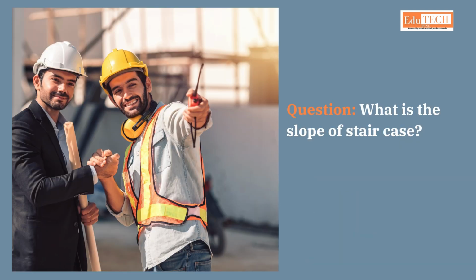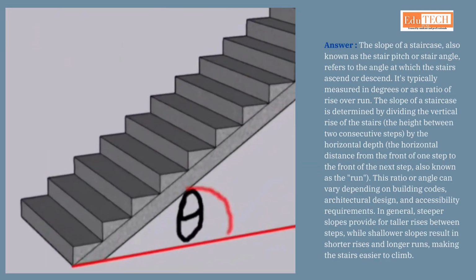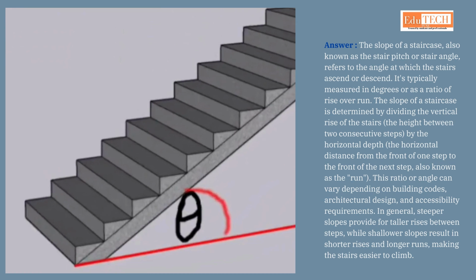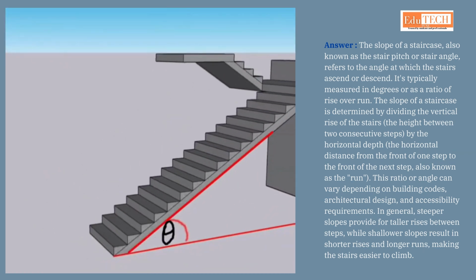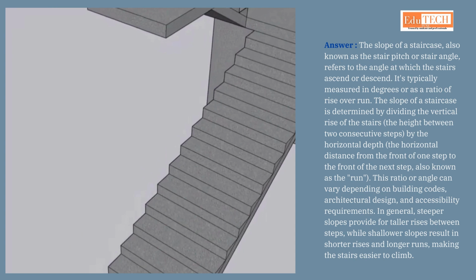Question: What is the slope of a staircase? Answer: The slope of a staircase, also known as the stair pitch or stair angle, refers to the angle at which the stairs ascend or descend. It's typically measured in degrees or as a ratio of rise over run.